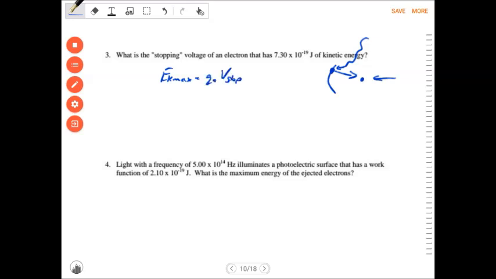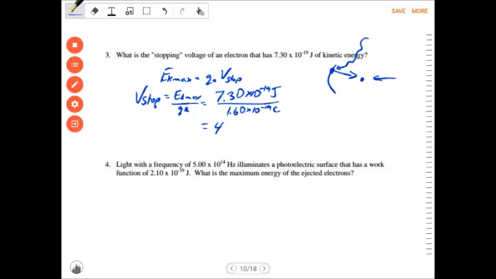q_e V stop. So that's how it's written on your formula sheet. So I want the V stop. So that's going to be EK max divided by the charge on the electron. So my maximum kinetic energy is 7.30 times 10 to the negative 19 joules. And of course, my charge on an electron is 1.60 times 10 to the negative 19 coulombs. So 7.3 times 10 to the negative 19 divided by 1.6 times 10 to the negative 19.